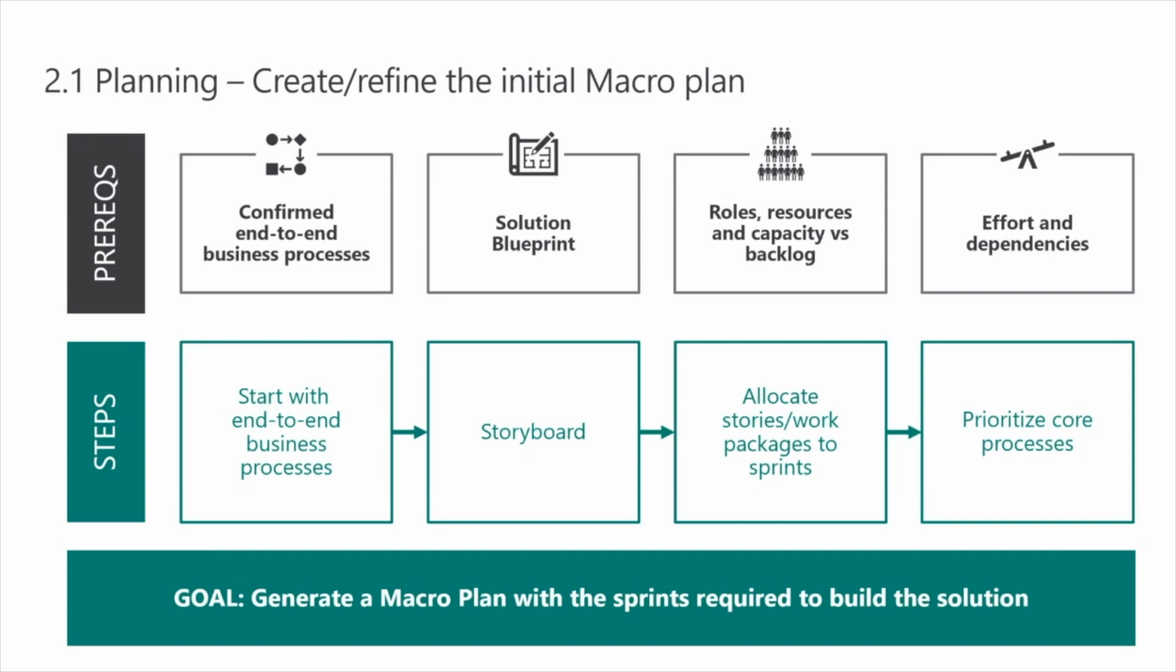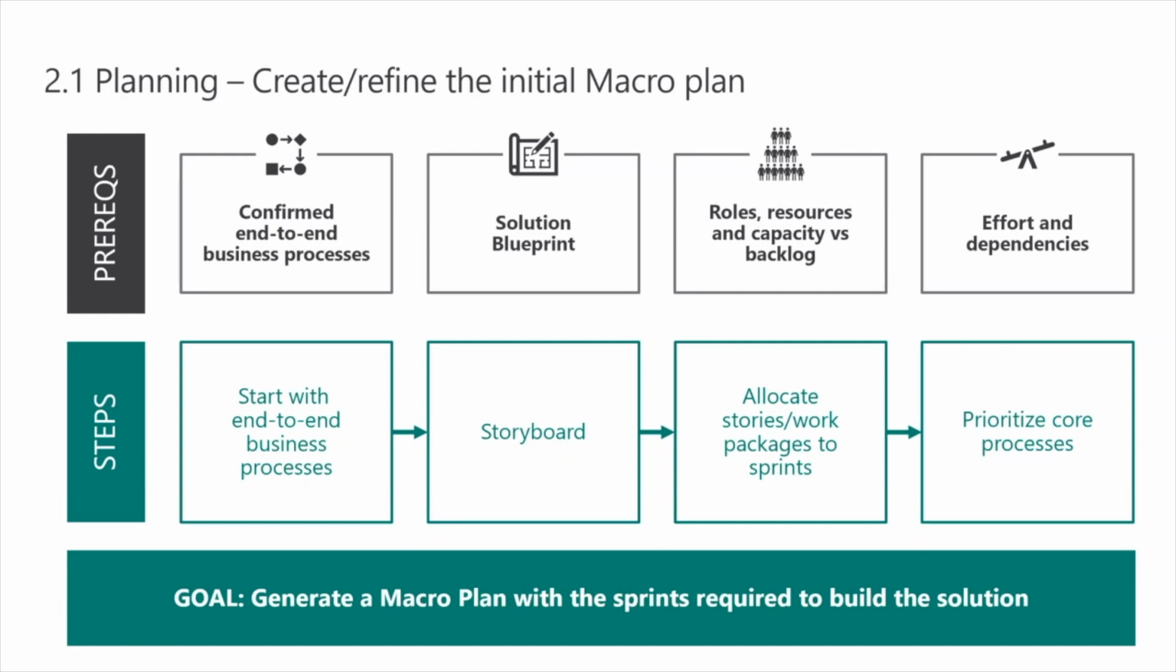So this we've kind of split up into two sections, like the prerequisites for this and then the steps that you take to actually deliver the macro plan. So within the prerequisites, make sure you've got your end-to-end business processes that have been confirmed with the business. In other words, these end-to-end business processes are clearly well accepted by the business, that this is the scope, this is how we're going to operate within the system. You've got your solution blueprint document there.